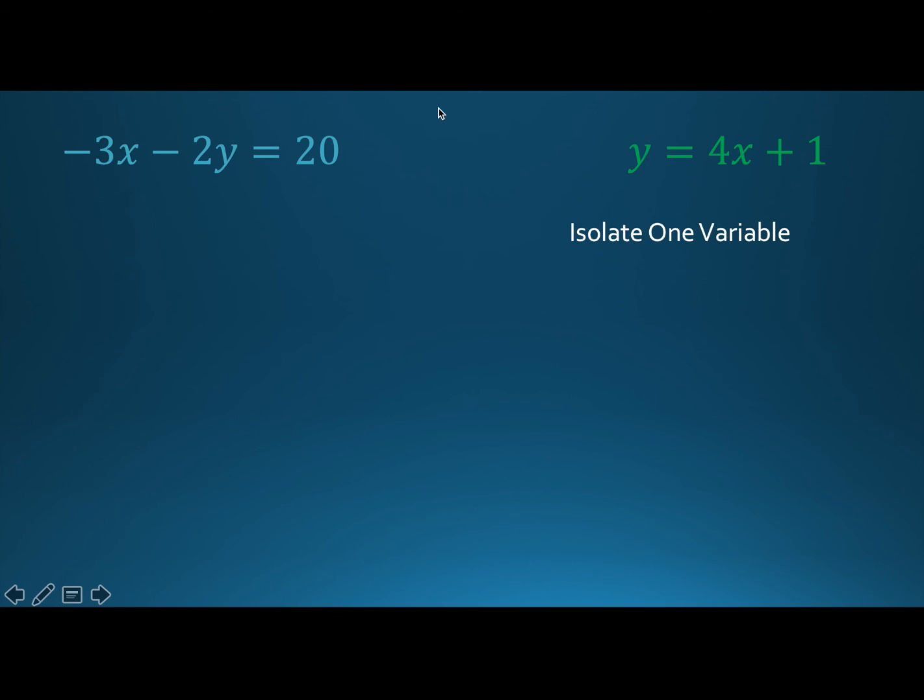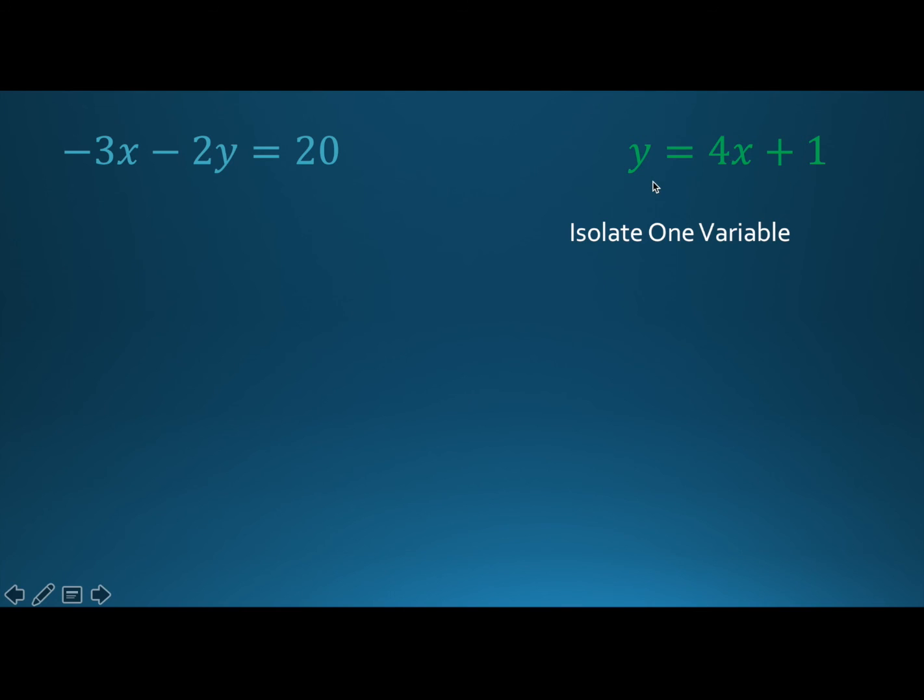Here's another example. Negative 3x minus 2y equals 20, and y equals 4x plus 1. We want to find the intersection point between these two equations. Our first step is to isolate one variable. You'll notice the first equation doesn't have a variable isolated, but the second one has the y by itself. It would be easier just to plug this equation into this one, since we don't have to do an extra step to isolate the variable.